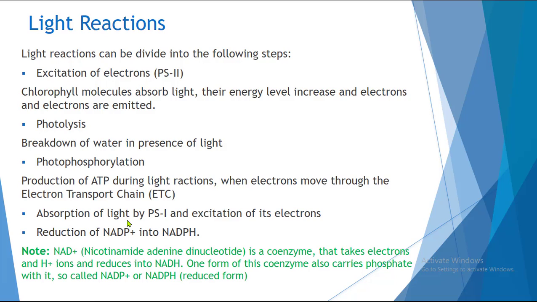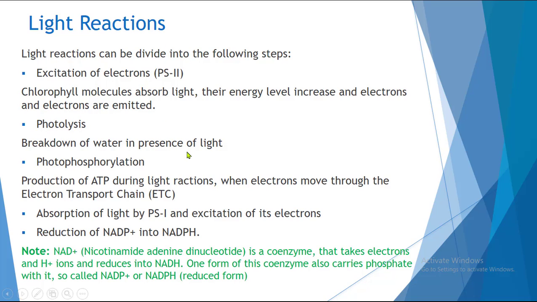So here we have divided the light reactions into major steps for your convenience. Otherwise, light reaction is a continuous process, but to understand it in a better way, I have divided it into 5 major steps. The first one is excitation of electrons. The first step in the light reaction is excitation of electrons, from where the electrons are excited.